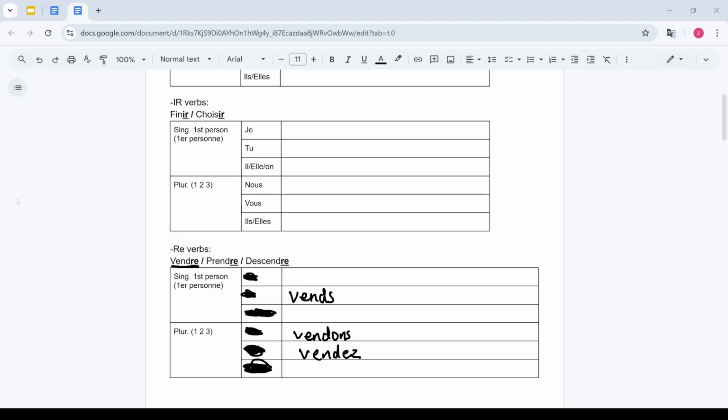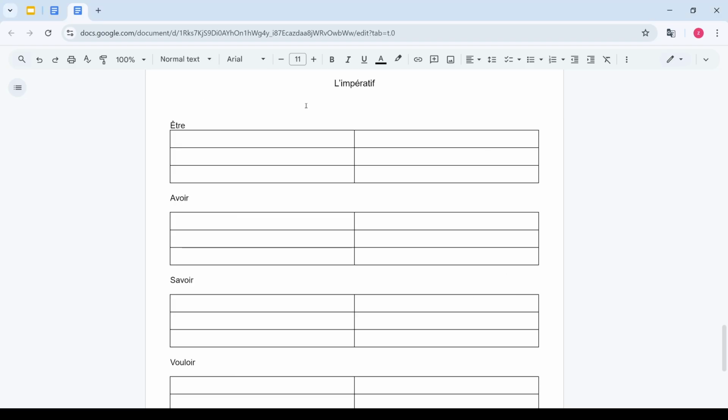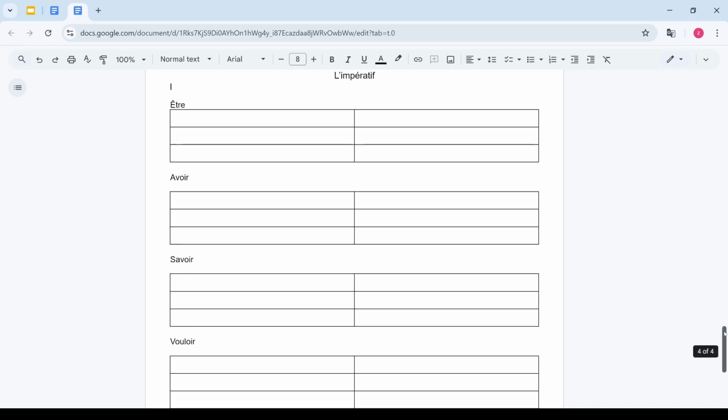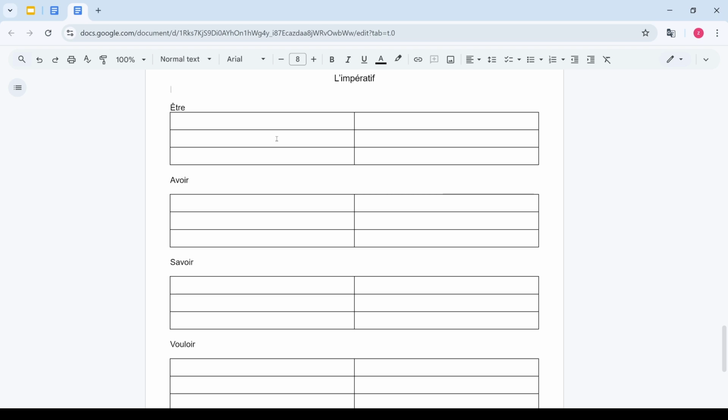All right, this is for regular verbs. If we take a look at irregular verbs, they're slightly different. Remember, irregular verbs are verbs that don't really follow the patterns of usual verbs. So here are 4 very, very common irregular verbs and their impératif tenses.